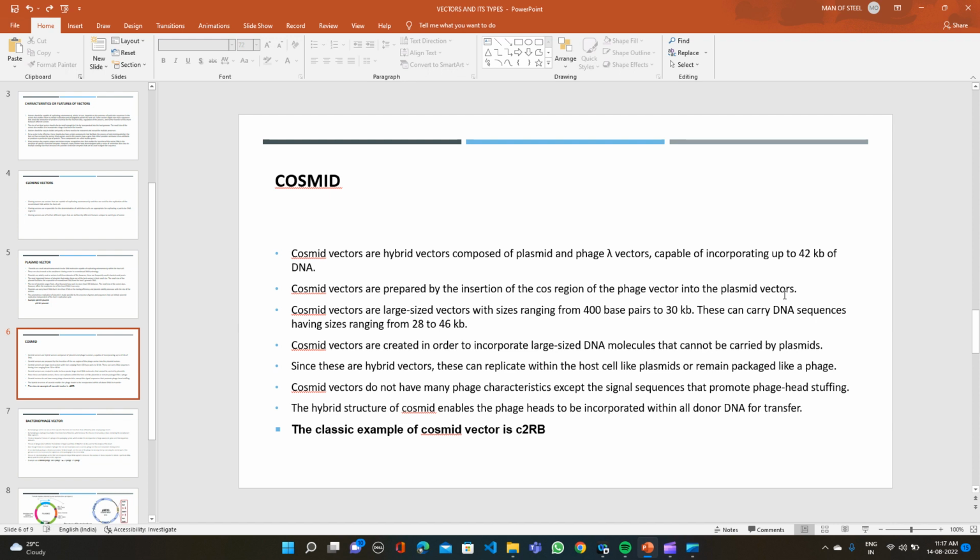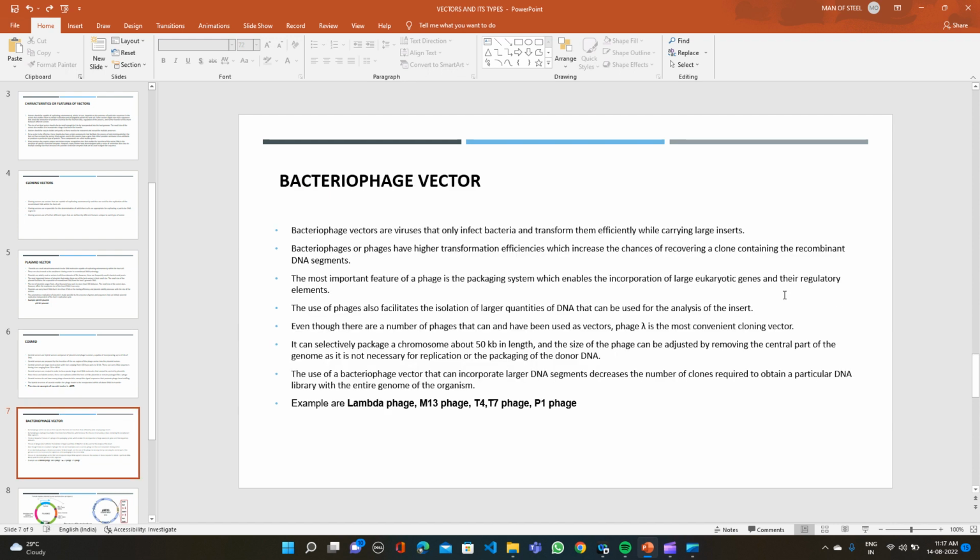The next one is the bacteriophage vector. Bacteriophage vectors are viruses that only infect bacteria and transform them efficiently while carrying large inserts. Insert means genome. The use of phages also facilitates the isolation of large quantities of DNA that can be used for analysis of inserts.